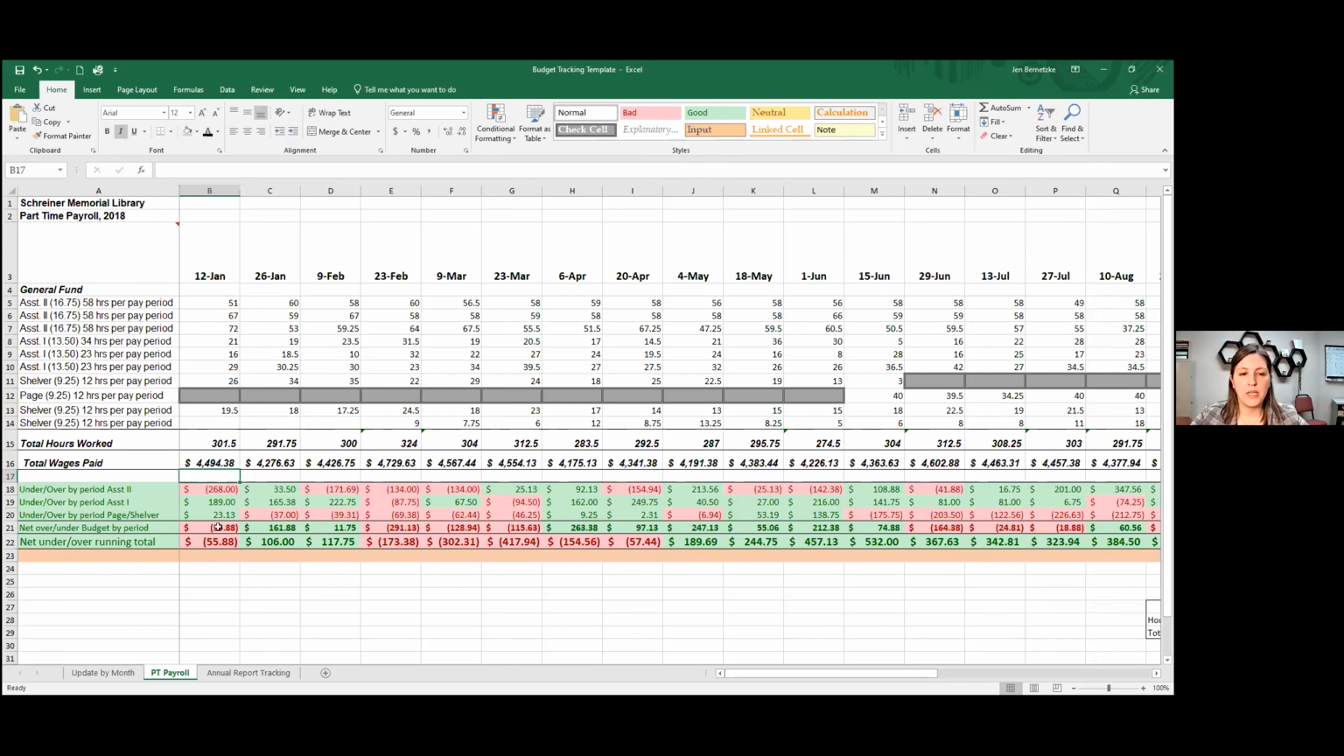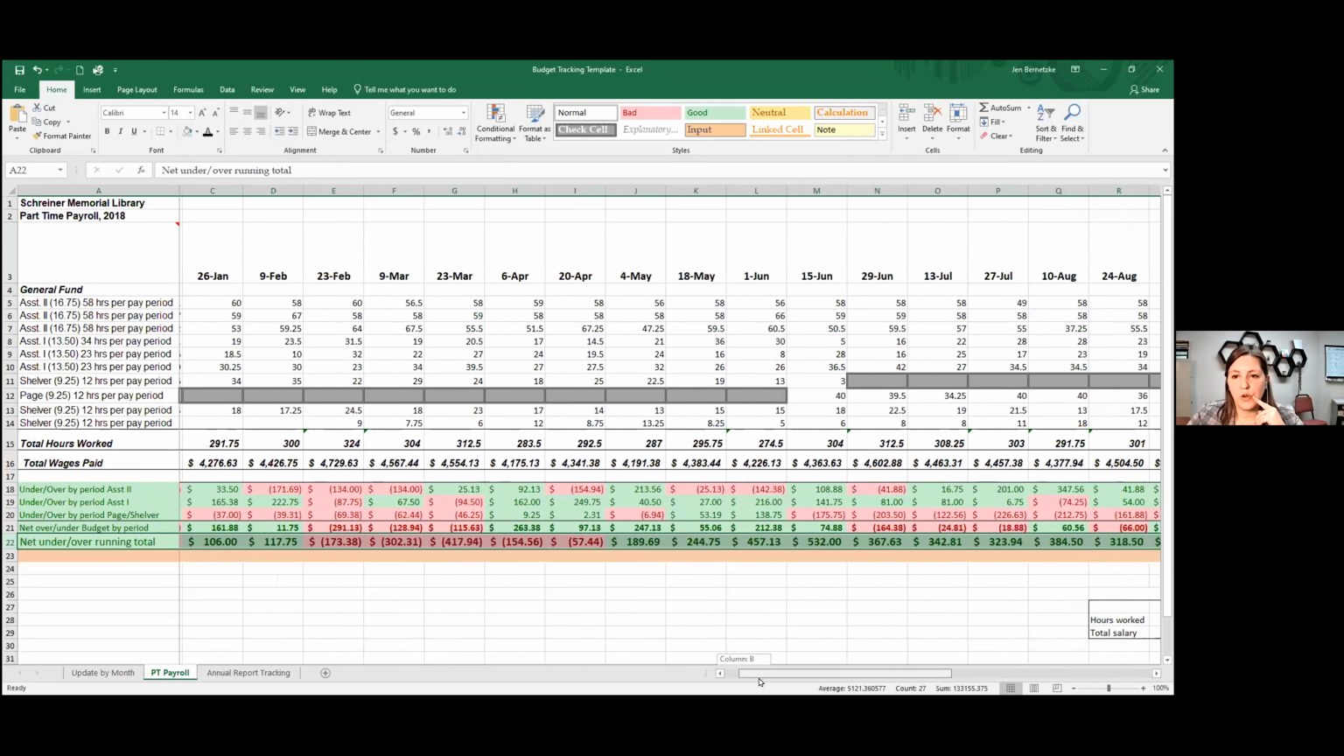Below, because I cared a lot about details, I actually had, by position, whether we were over or under budget, because sometimes somebody that was an assistant two would fill in for an assistant one on a day, and that costs more. But then I also have a net over and under running total. You can see I've just highlighted that. And this gave me a live update every time I filled in a pay period of how much money I either overspent in staff wages or have underspent in staff wages. So at the beginning of the year, I was over. And then I started being under.